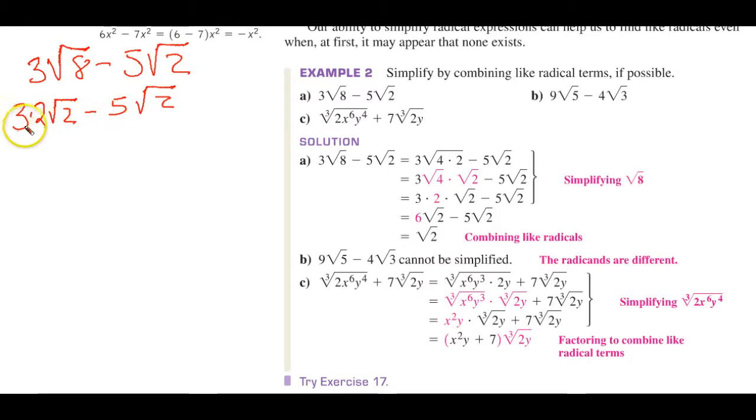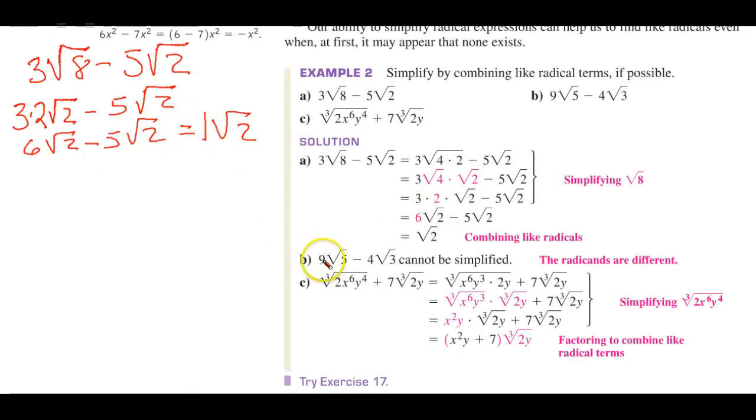The square root of 2 minus 5, the square root of 2. So now this is going to become a 6, the square root of 2, minus 5, the square root of 2. And you had this simplification in the previous section. Now you end up with the square root of 2. And theoretically there's a 1 there, but we don't write it.